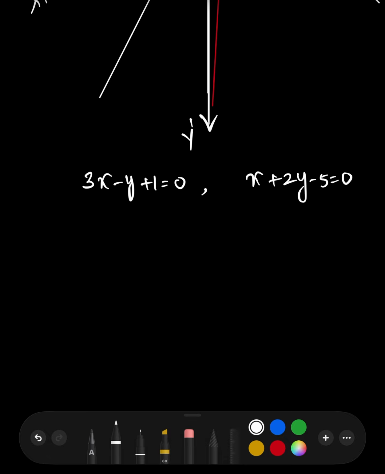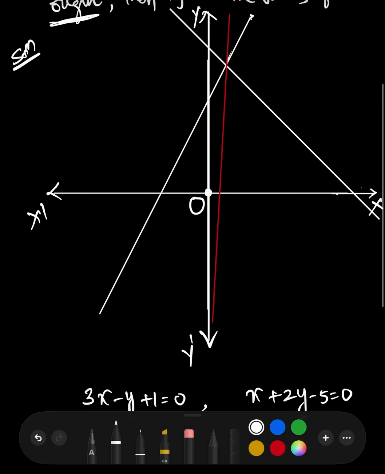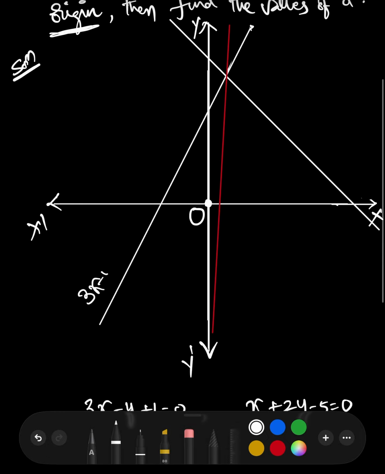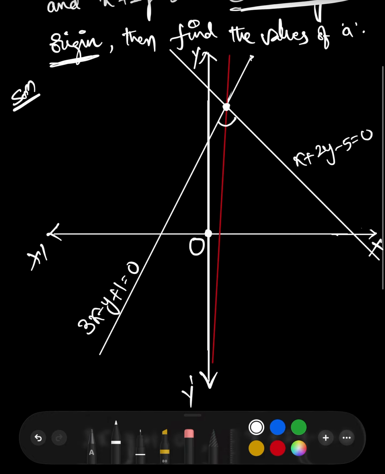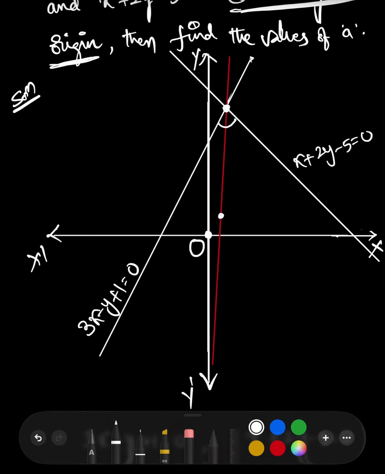Now by converting into intercept form, the line 3x minus y plus 1 equal to 0 has x intercept minus 1 by 3 and y intercept 1, and the line x plus 2y minus 5 equal to 0 has x intercept 5 and y intercept 5 by 2. These two lines intersect in the first quadrant. So this is the angle between the lines, the red region, and the point (a square, a plus 1) lies somewhere in it.